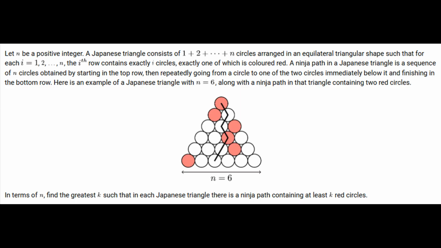In terms of n, find the greatest k, such that in each Japanese triangle there is a ninja path containing at least k red circles. Now let's look at the solution to this problem asked in International Mathematical Olympiad 2023.